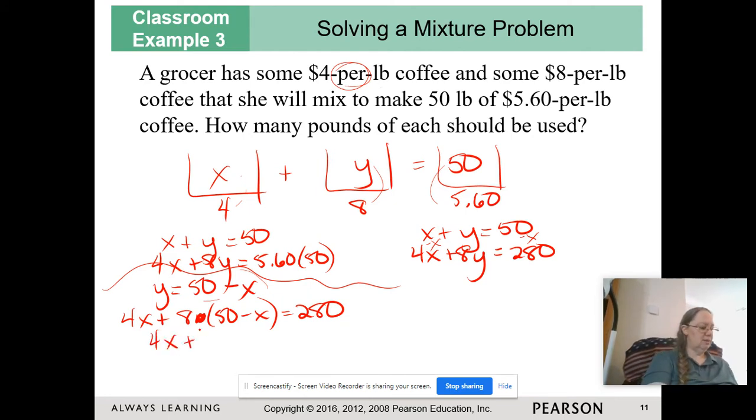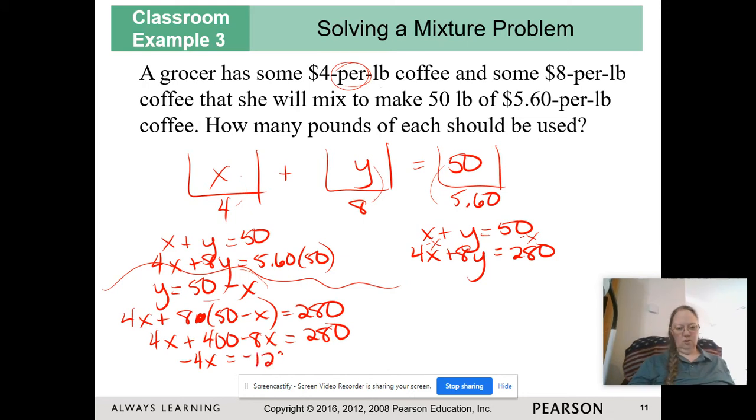And I don't trust myself anymore. I'm going to use a calculator. 400 minus 8x. This should probably be my last video of the night because I'm tired. Negative 4x, and I'm going to subtract 400. So 280 minus 400 and divide by negative 4.